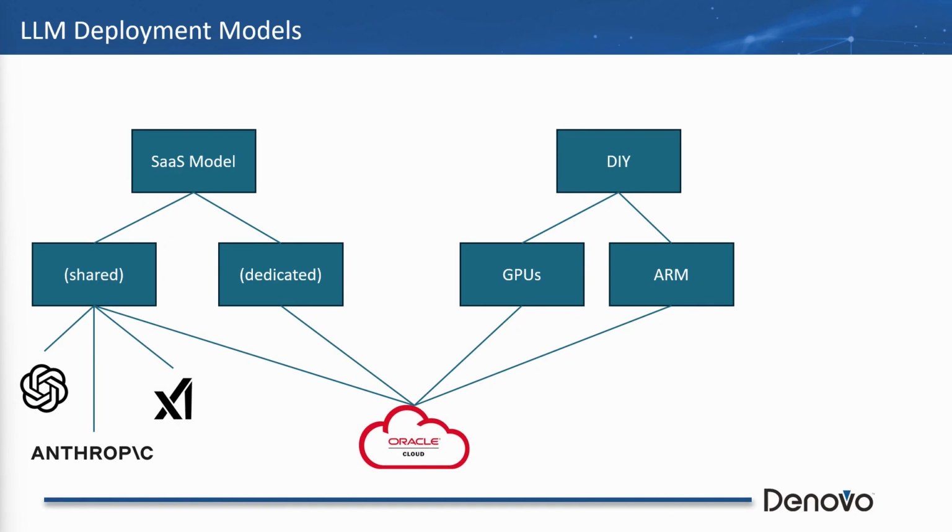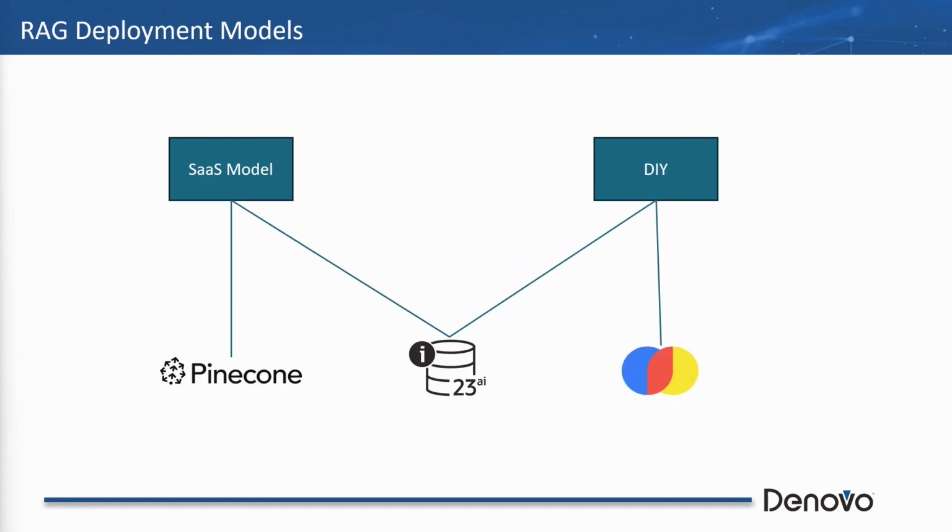And then you've also got the ability to build this all yourself. That article where it was talking about how to do it on ARM, running it on GPUs, running it on Intel. The cool thing with that is pretty much all of these options, from the SaaS side to the build-it-yourself side, you can do all on OCI today. So pretty cool stuff.